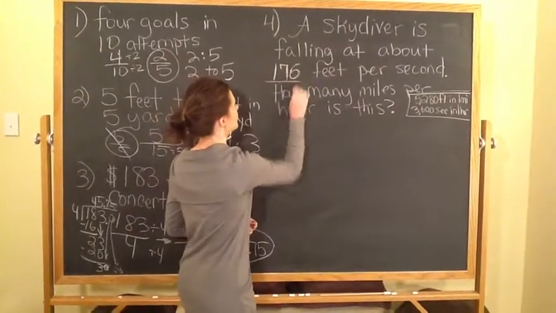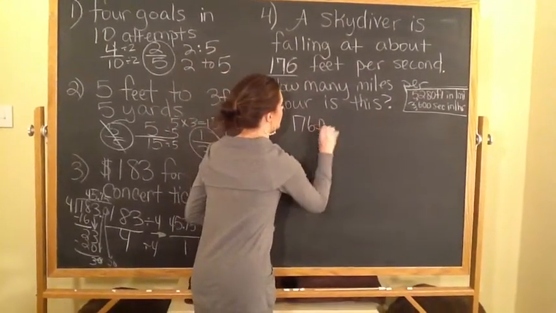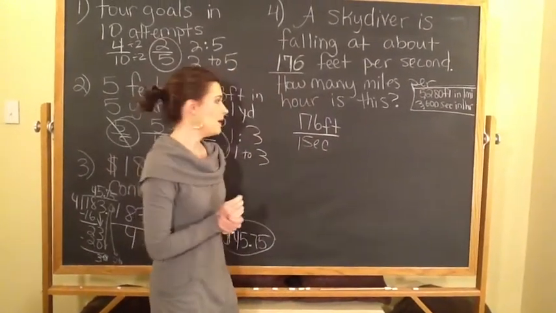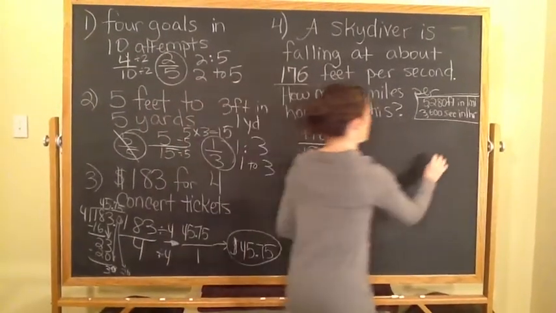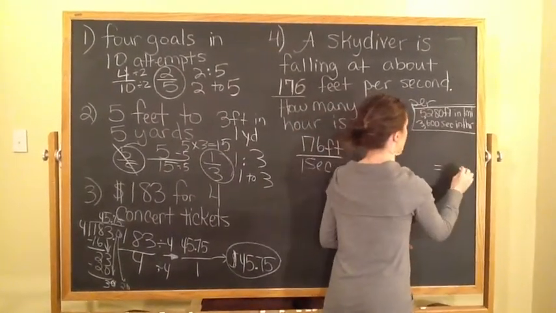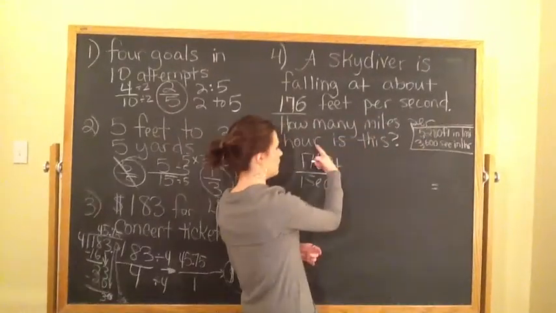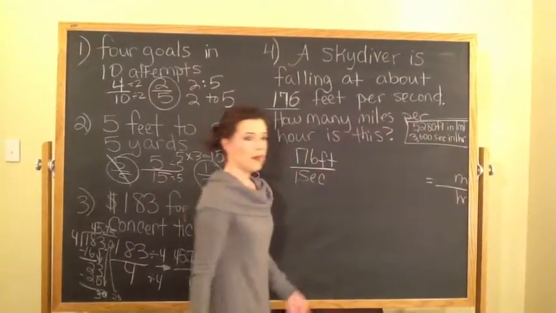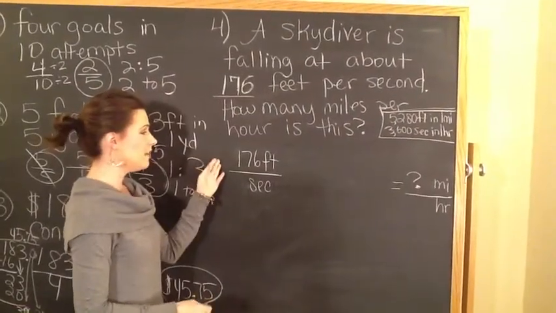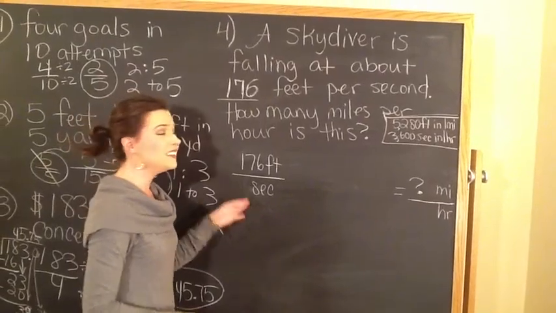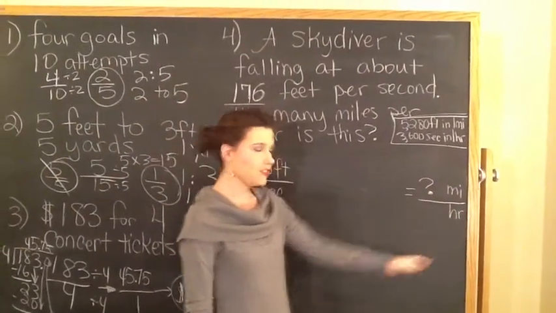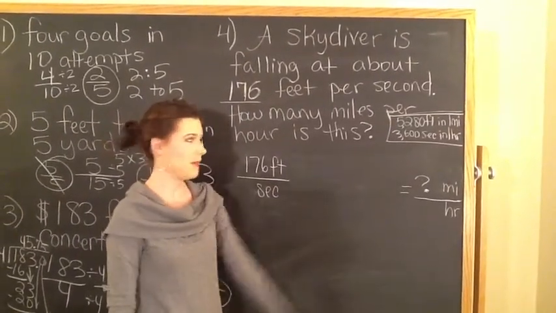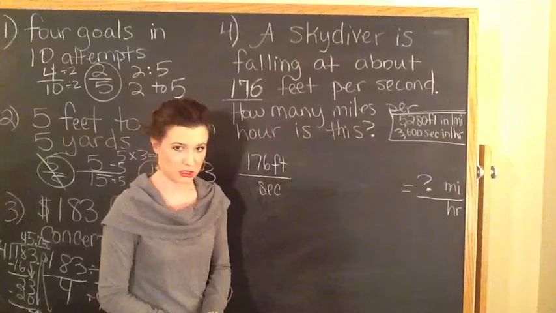So first of all, I see that it's 176 feet per second. So this is per 1 second. Now basically, at the end of our whole problem, we want miles per hour. So we want miles up top and then we want an hour at the bottom. But we have a problem here. We have 176 feet per second, and we need to get to miles per hour. So we need to figure out how many feet are in a mile and how many seconds are in an hour, okay? So that's when we're going to have to use conversions.